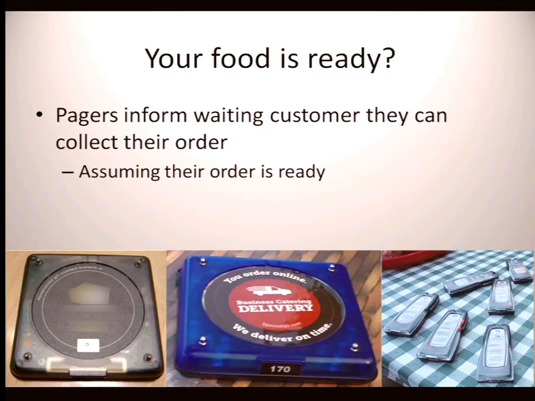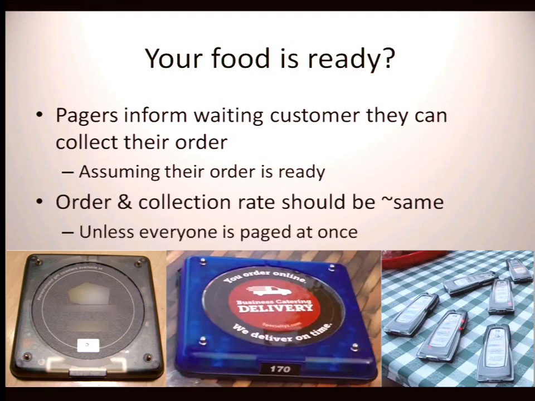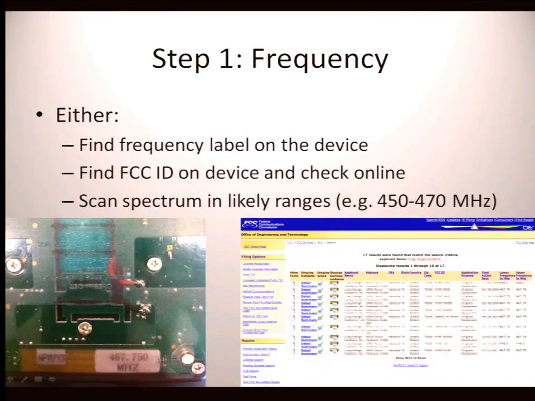So, you know, when you go to a restaurant, you can order some food. They give you a pager. It goes off when you have your order ready. You can go and collect it. So the order and collection rate should be the same unless, for example, all the pagers in the restaurant are set off at once. So you can figure out what frequency is being used by looking at the back of the pager.